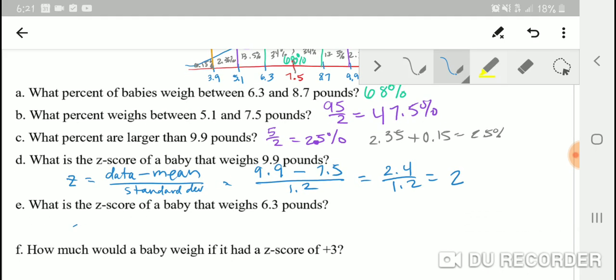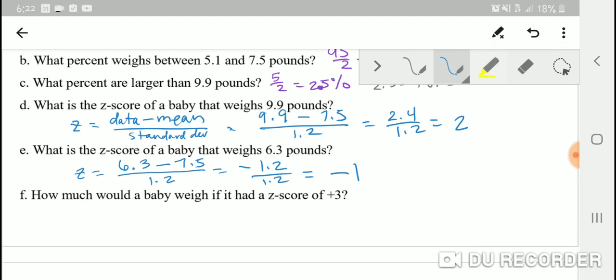We're going to do the same process for letter E. So we have a baby that weighs 6.3, that's your data point, minus your mean over your standard deviation. We're going to get a negative this time because we're underneath our mean. 6.3 is less than our mean. So 6.3 minus our mean, that's negative 1.2 over 1.2. So we have a z-score of negative 1.